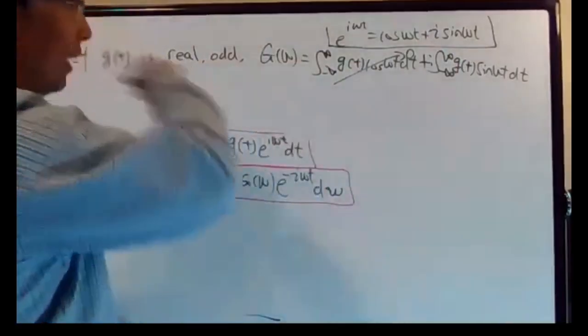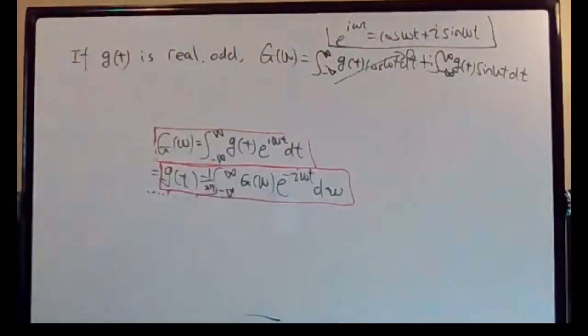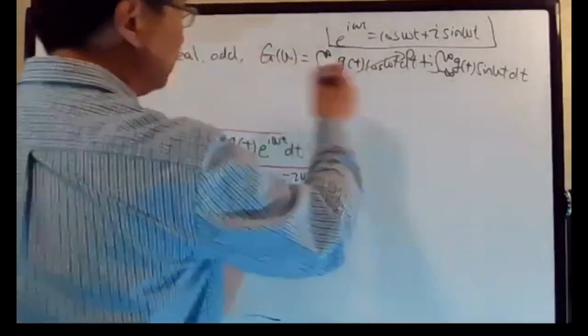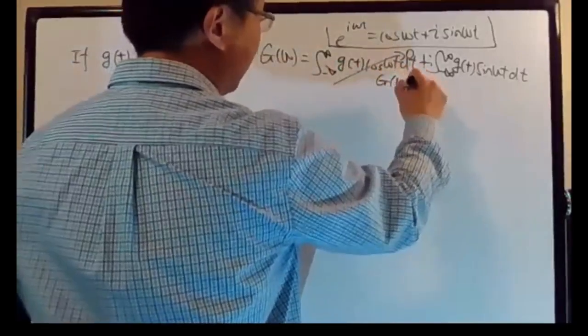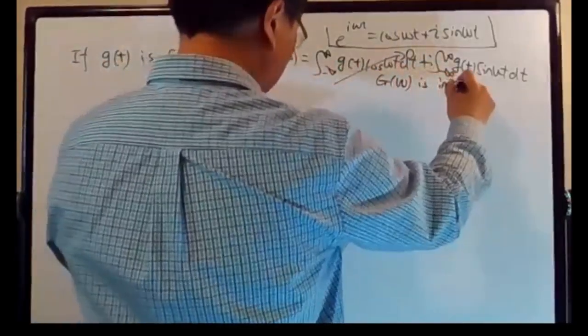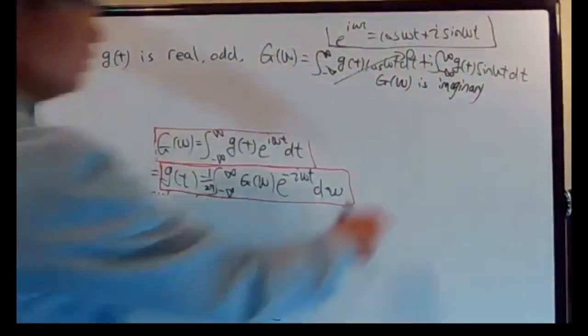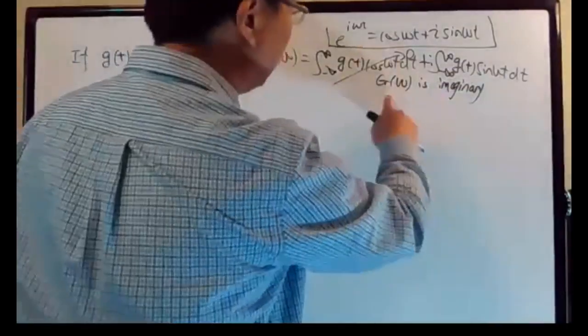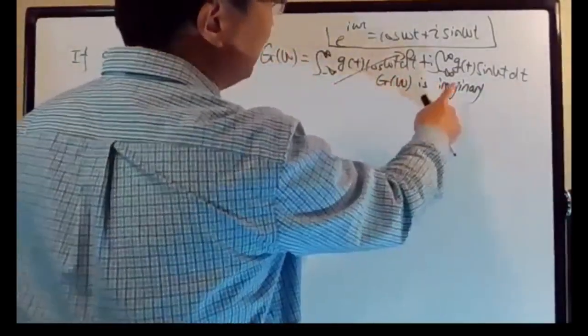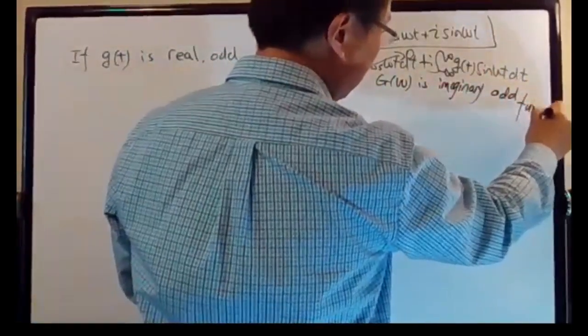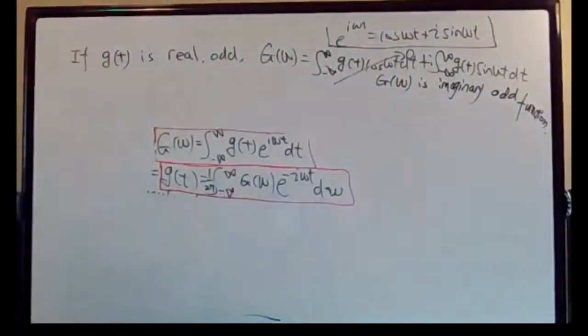And then since sine omega t is an odd function, overall this is imaginary, right? So G(omega) is imaginary. Sorry, I wrote it badly, but G(omega) is imaginary, an odd function, right? G(omega) is an imaginary odd function.